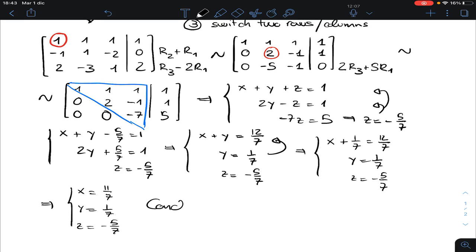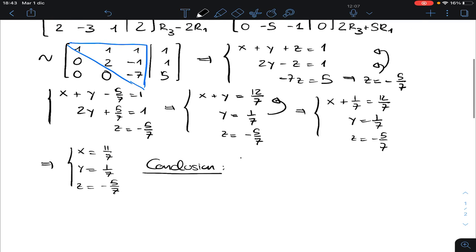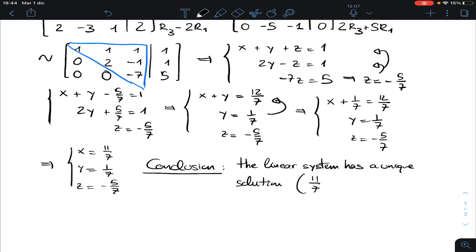So we may draw as a conclusion that the linear system has a unique solution, which is exactly the triple 11 over 7, 1 over 7, minus 5 over 7. And this completes the solution of the linear system.